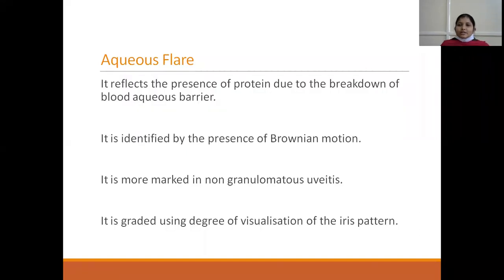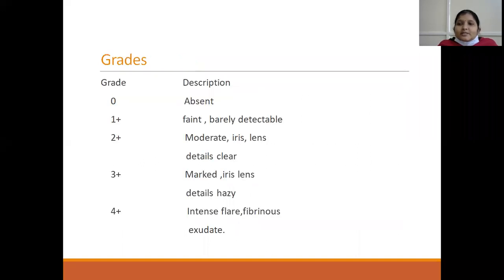Next, coming to aqueous flare. The presence of protein in the anterior chamber is the cause for occurrence of aqueous flare. There is intense scattering of the light because of the protein in the anterior chamber, which occurs due to breakdown of the blood aqueous barrier. This is observed due to Brownian movement or Tyndall phenomenon, and this is more marked in non-granulomatous uveitis. It is graded depending upon the degree of visualization of the iris pattern.